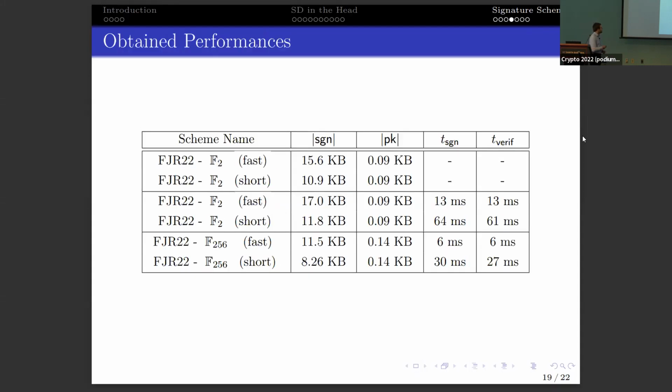Here are the performances of our scheme. For each variant, we propose two trade-offs. The first one will lower the communication cost, while the second one will lower the computational cost, meaning the running time of the signer and the verifier.